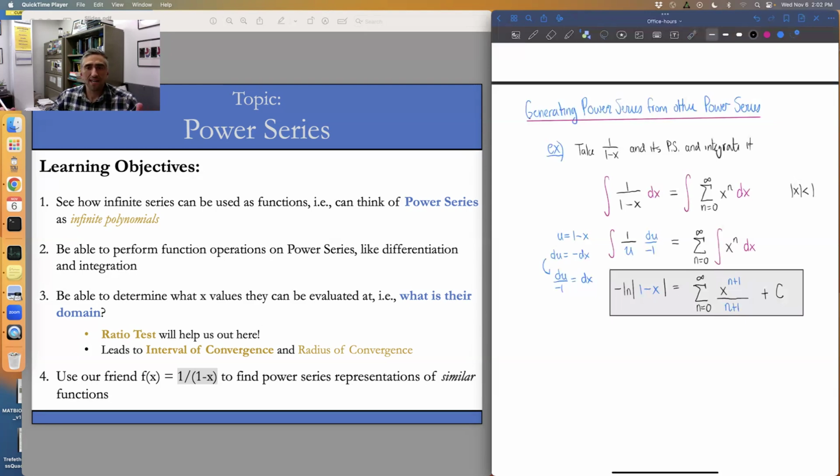Now, in terms of this exact problem, all I want you to see from this is that we can generate other power series by integrating power series and the functions that they're coming from. For this particular problem, don't worry about memorizing this exact power series. What's more important is knowing the power series for 1 over 1 minus x at this point.